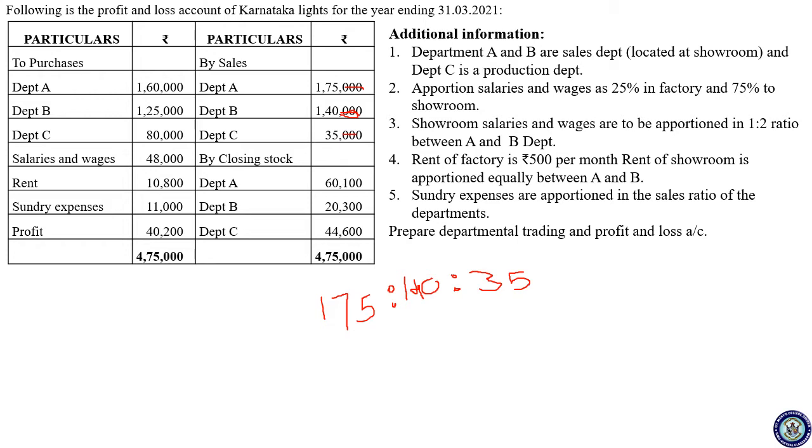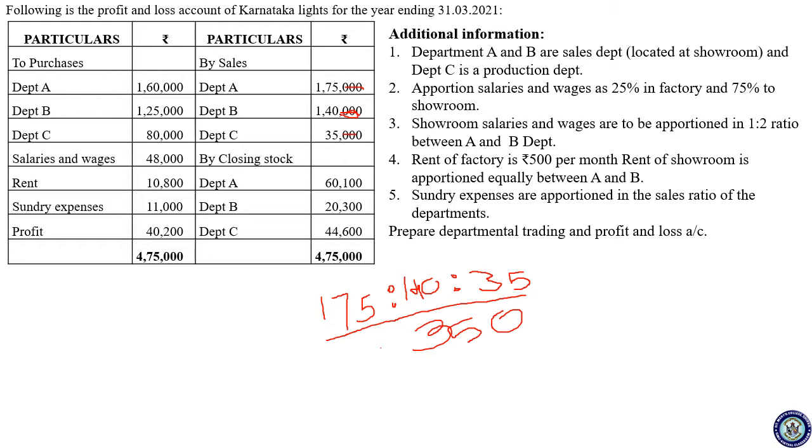Okay, this figure, that is 175, 140, 35. So total it comes to 175 plus 140 plus 35, it comes to 350. You can take it as 175 divided by 350, that is sundry expenses 11,000 into 175 divided by 350, or 11,000 into 140 by 350, 11,000 into 35 by 350.